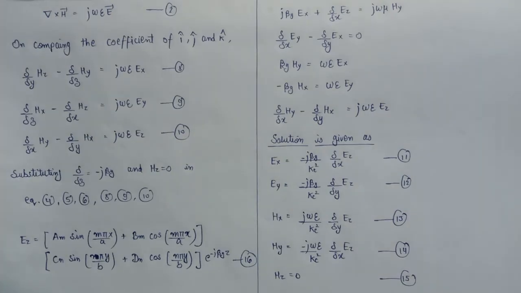On the basis of these 6 equations, we can say that the boundary condition for Ez requires that the field vanishes at the waveguide walls. Or we can say that since the tangential component of the electric field, that is Ez, is equals to 0 on the conducting walls, there is a requirement that we have to apply the boundary condition.